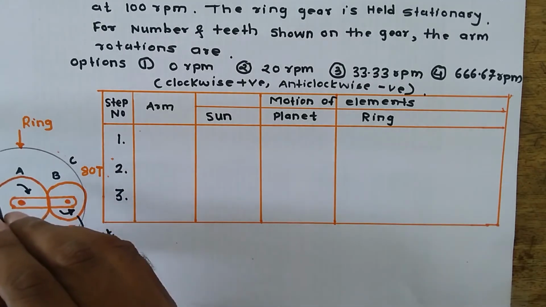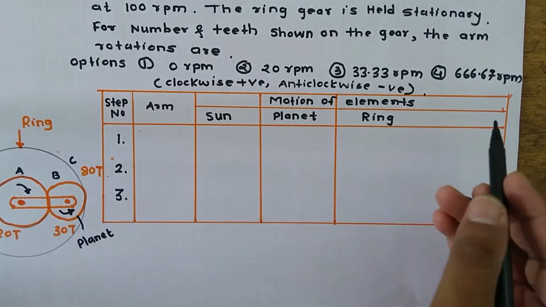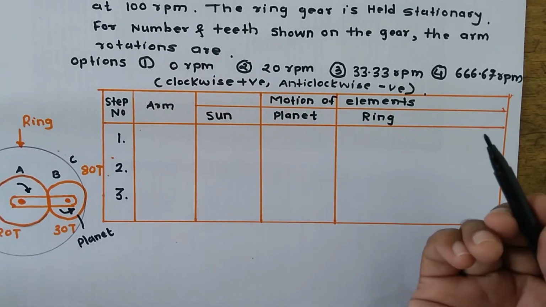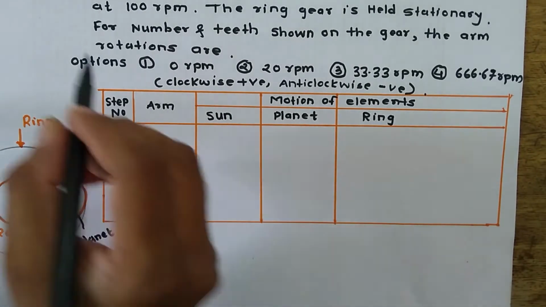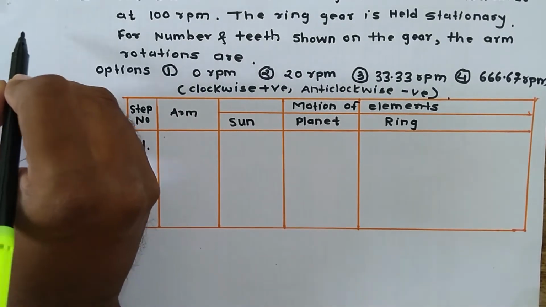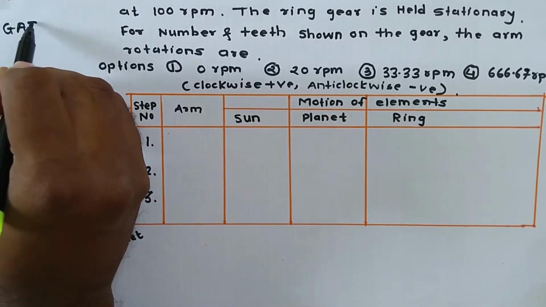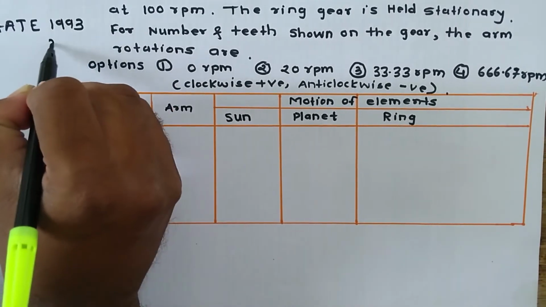The sun gear has 20 teeth, the planet gear has 30 teeth and the ring gear has 80 teeth. As per the problem statement and the table of motion, we have to start solving. This type of problem is always asked in the GATE exam. This problem was asked in GATE 1993 for 2 marks.